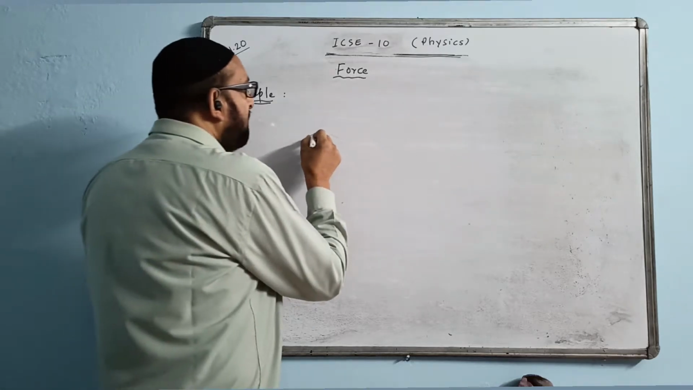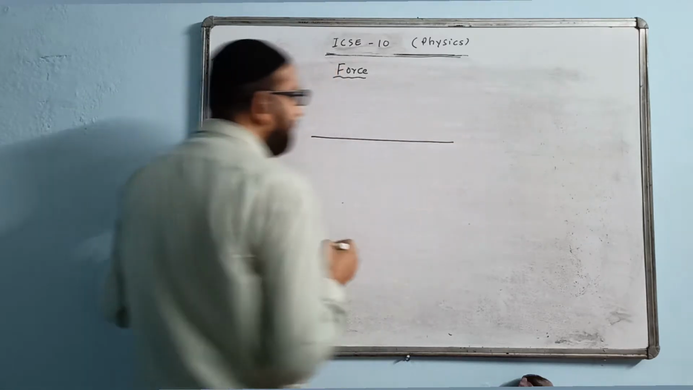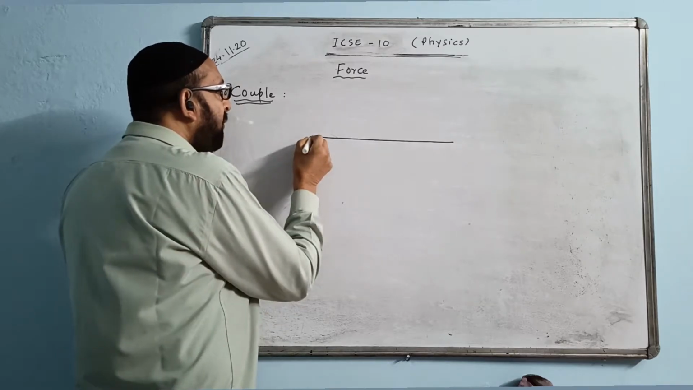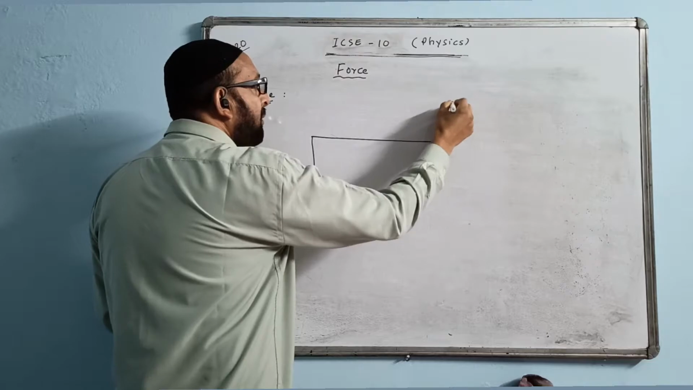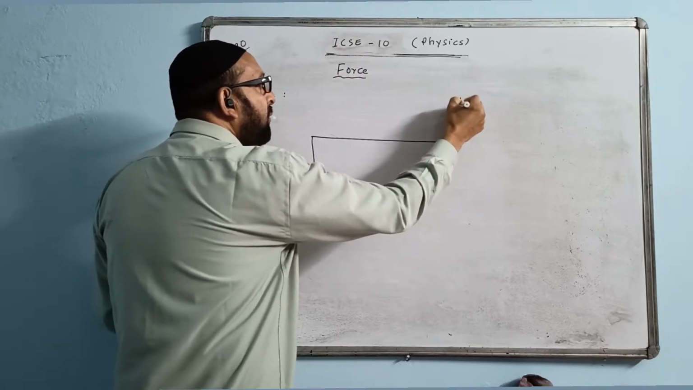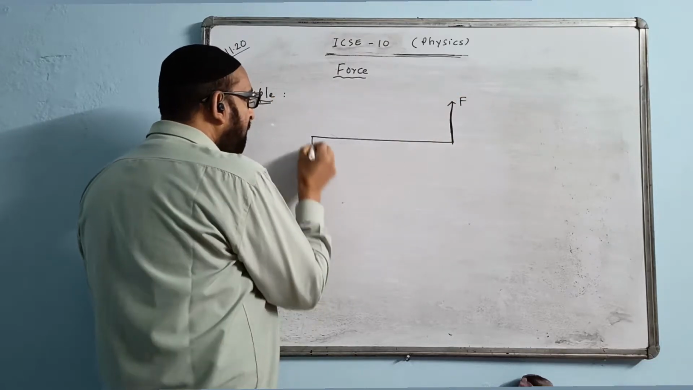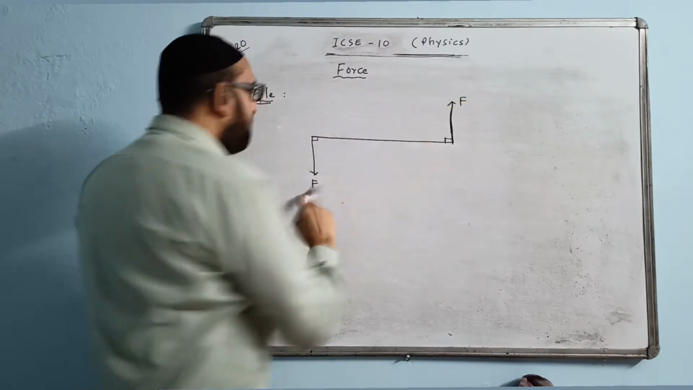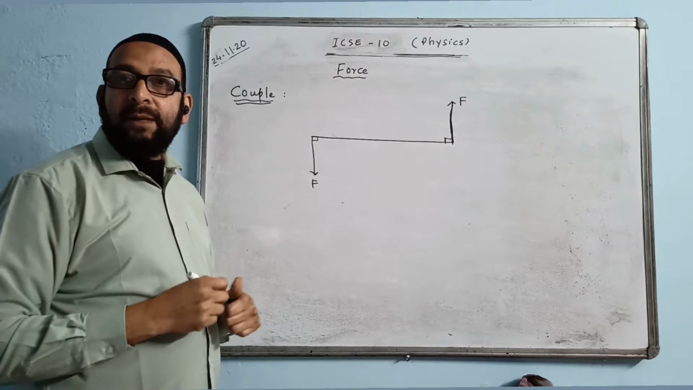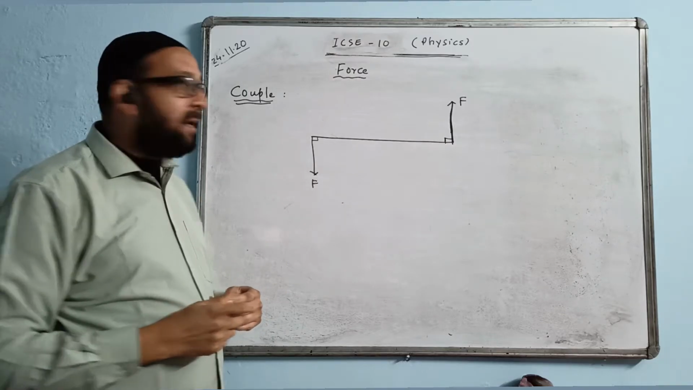So let us take a body like this, and we'll be giving one force here in the downward direction, and here one force will give in the upward direction. You have to give equal force. One force is here, another force is here. Both the forces will be perpendicular. Force values are equal, but they must act in the opposite direction at different points.